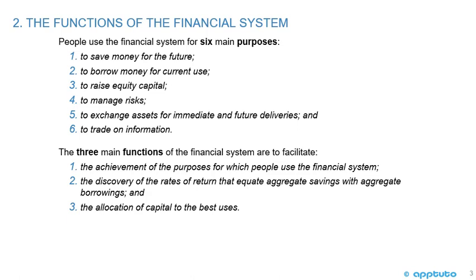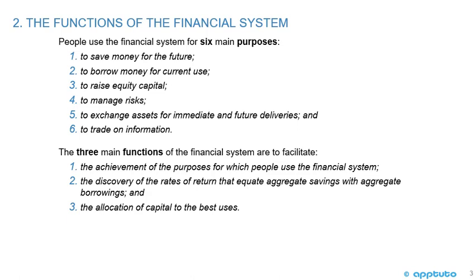The 3 main functions of the financial system are to facilitate 1, the achievement of the purposes for which people use the financial system. 2, the discovery of the rates of return that equate aggregate savings with aggregate borrowings. And finally, 3, the allocation of capital to the best uses.